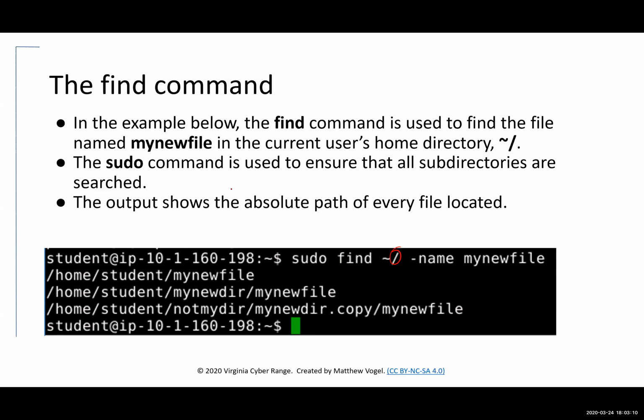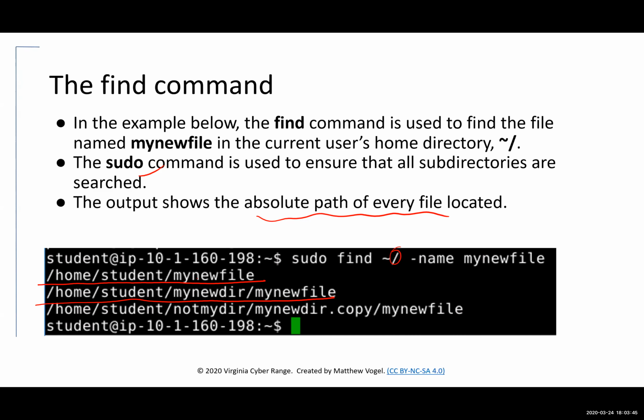But that's what he means when he says we have to use the sudo command to ensure all the subdirectories are searched. And then the output is the absolute path of every file located. So here we see the absolute path, right? /home/student, my new file. /home/student, my new dir, my new file. Every copy of that file is going to be discovered. So here we see my new file, and it's finding different copies of it in different directories.